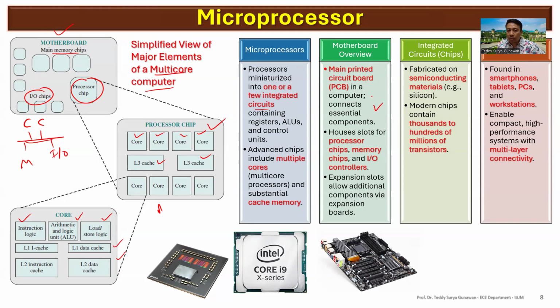It connects essential components: the processor, system I/O, and memory. We have expansion slots which allow additional components using PCIe, for example. So you can add a GPU, you can add a sound card and so on. The IC is fabricated on semiconductor materials and contains thousands or millions of transistors. Even the CPU can contain billions of transistors. The applications are smartphones, tablets, PC workstations, and so on.